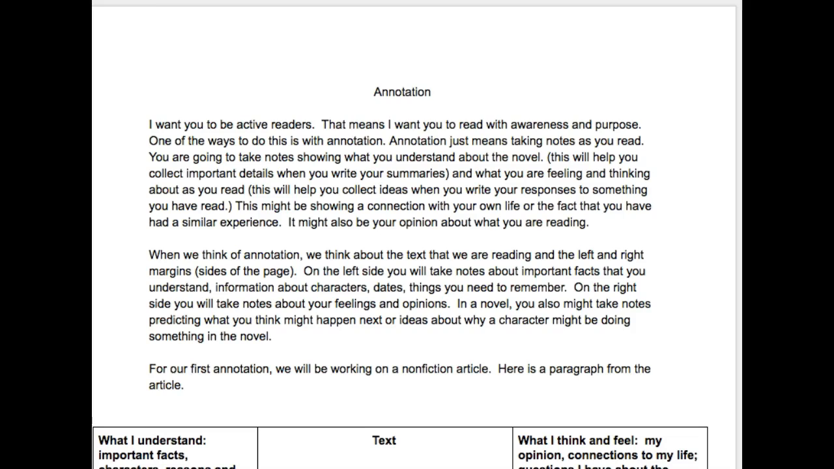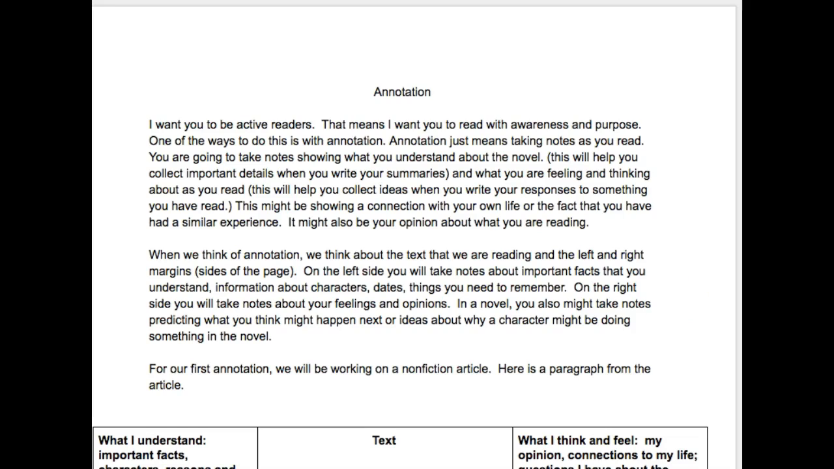This might be showing the feelings or the thoughts that you have, might be showing a connection with your own life or the fact that you have had a similar experience. It might also be your opinion about what you are reading. When we think of annotation, we think about the text that we are reading and the left and right margins. Margins just means the sides of the page where there's no writing. You can see this is a margin here, and this is the right side margin over here.